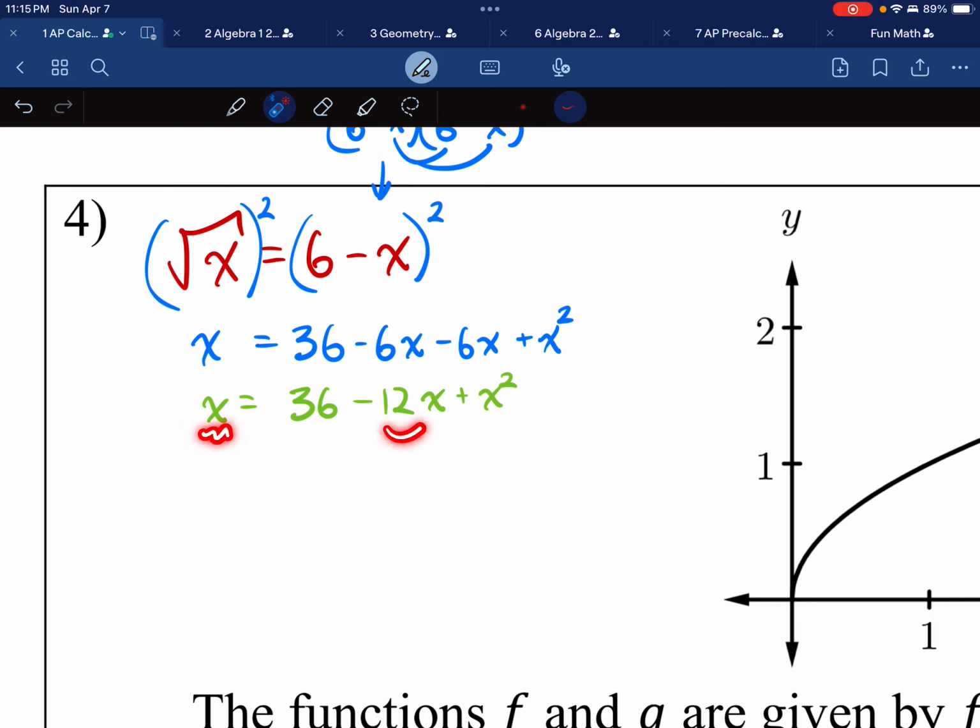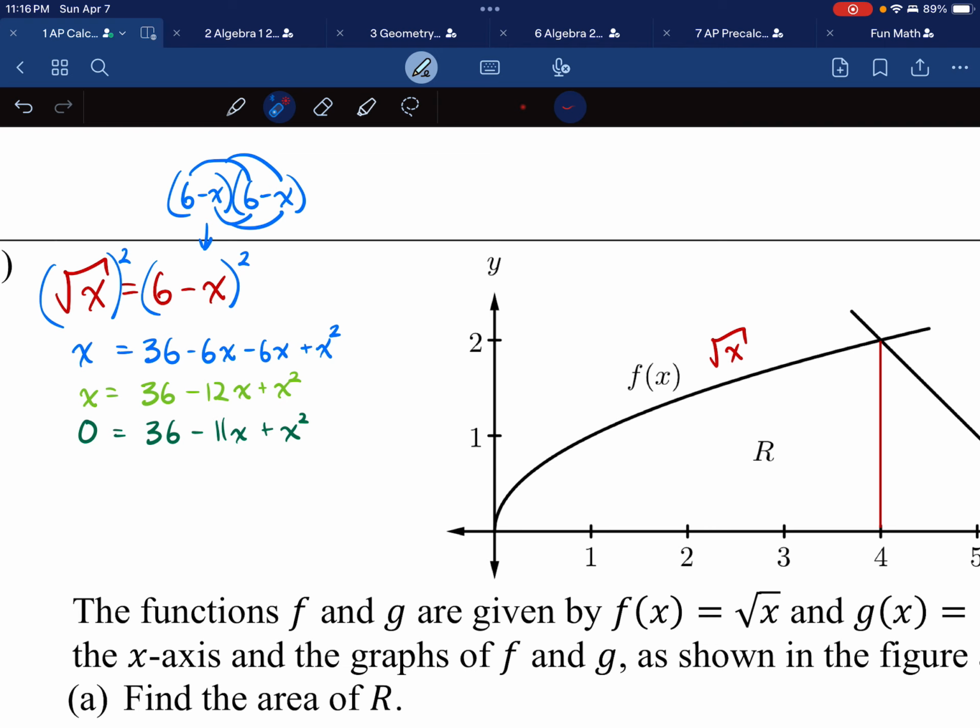Can I move this x over here? I can, so this is going to become 0. Let's change the color here. This is going to be 0 is equal to 36 minus 11x plus x squared. And now the question is, what is the ninja star equivalent of this? What things multiply to 36 and at the same time add to negative 11? And hint, probably the answer is going to be 4.